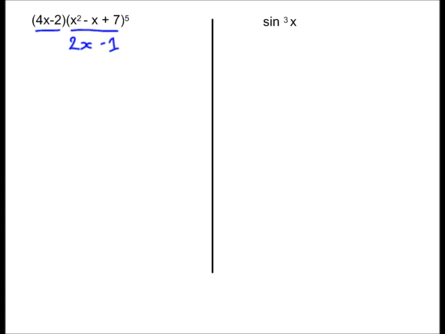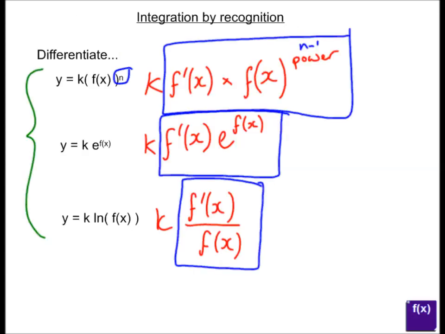If this is differentiated to 2x minus 2, there isn't a constant I could multiply by to get 4x minus 2, and then I'd have to do another method to integrate it. But because this is out by a constant, I can use my integration by recognition. If we flick back to the previous page, now if you remember, when we differentiated y equals k f of x to the n, we ended up with n minus 1 as my power. So what I'm going to do is I'm going to add 1 to my power.